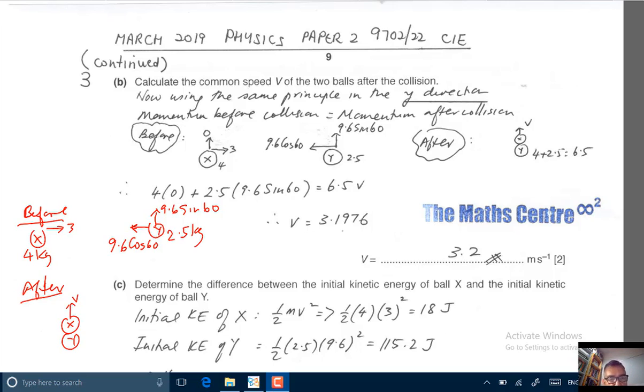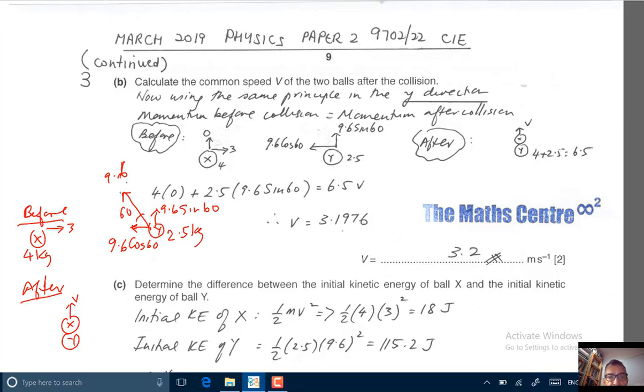Before, we have x moving to the right with 3 meters per second, and y we have moving upwards at 9.6 at an angle of 60. So we have a component 9.6 cos 60 in the x direction, and perpendicular to that we have 9.6 sin 60. This is before collision. After collision, the two objects coalesce, they stick together, and they move in the vertical direction with velocity v.